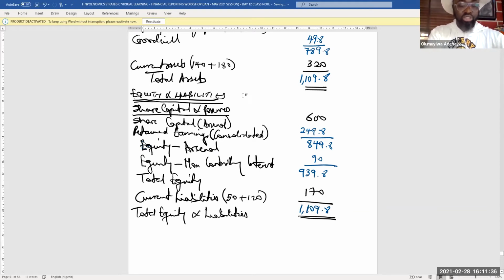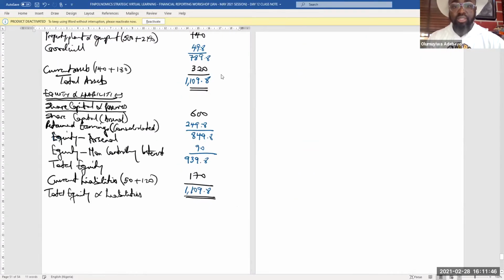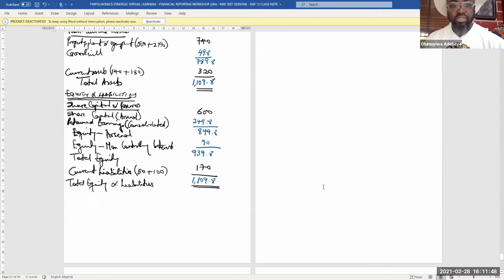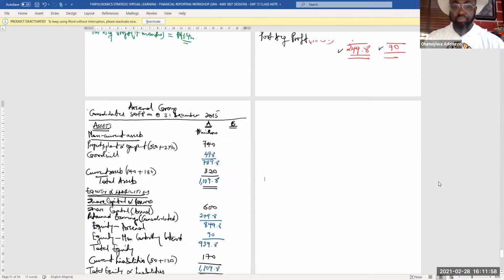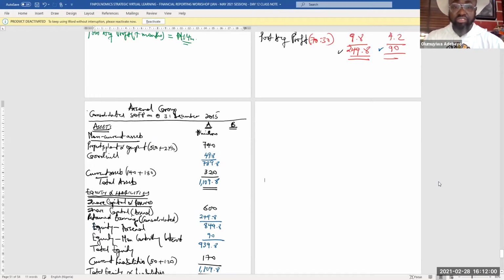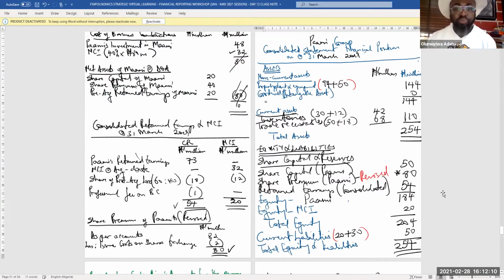Now, this solution is on the premise of assuming profit accrues evenly.